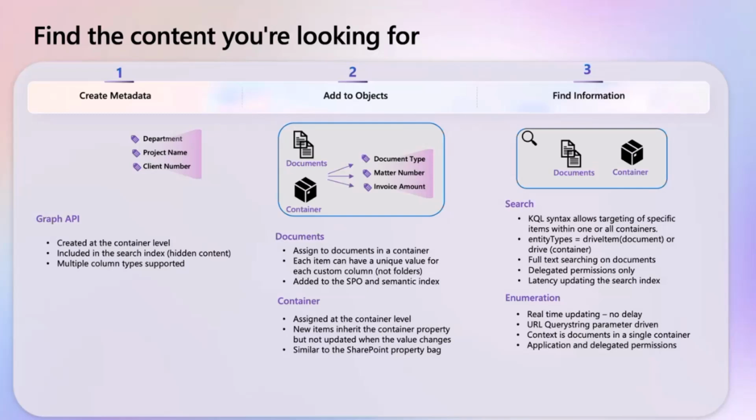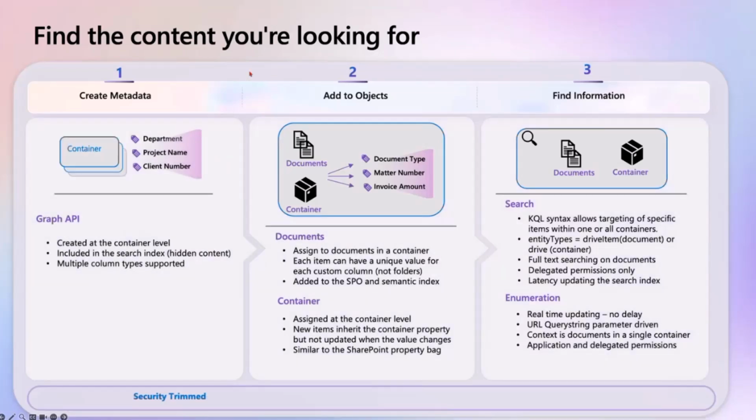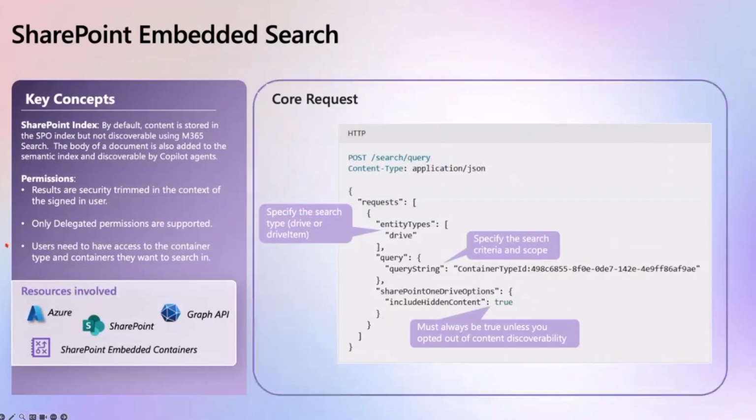And enumeration does support both application and delegated permission. So when you're setting up your environment, that is where you're going to focus on that configuration. All right. All of that is security trimmed. You've got governance that's maintained over the documents as you would suspect. And the JSON response that you get from the API is going to be focused accordingly.